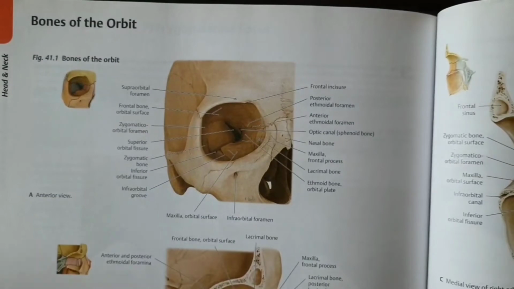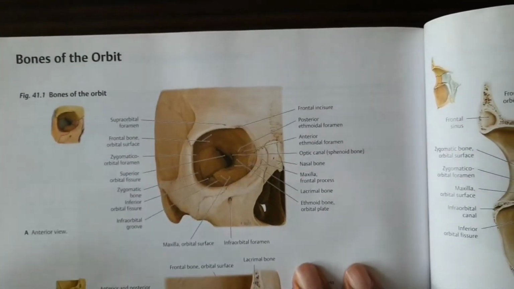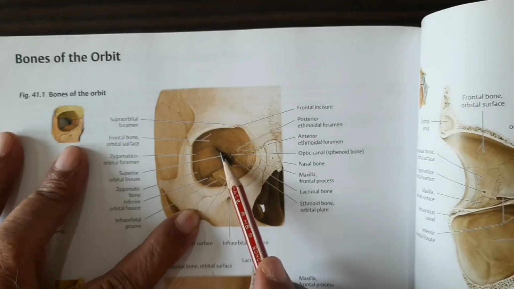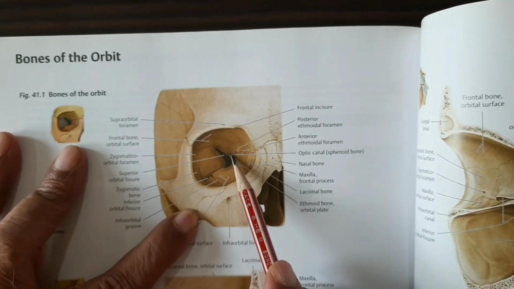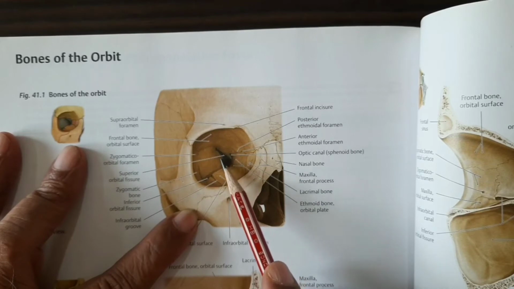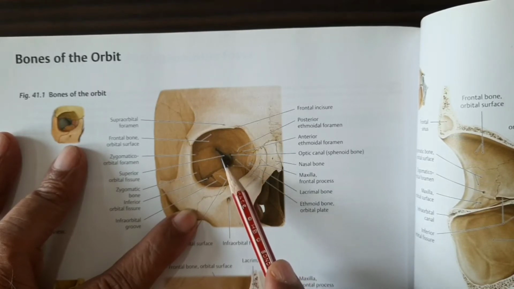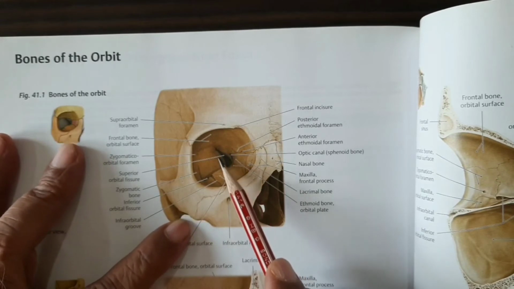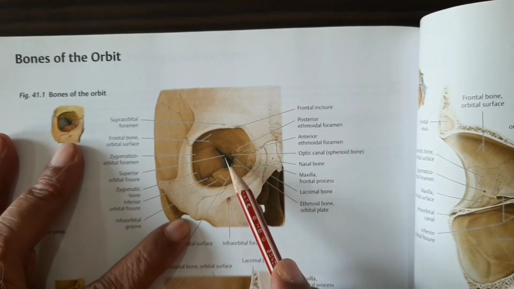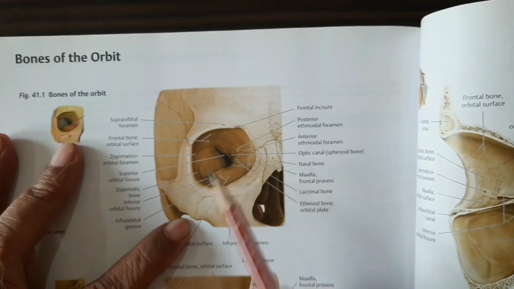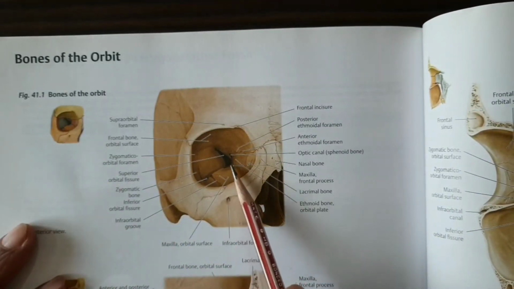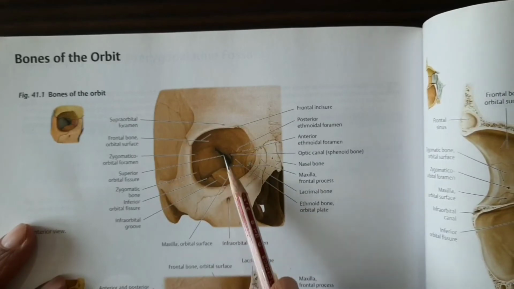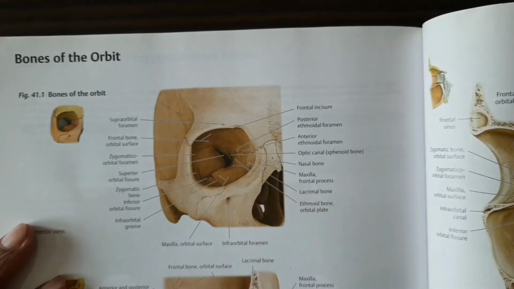Let us see this. You see this orbit, from where the tendinous ring is attached. This is the superior orbital fissure and this is the optic canal. Enclosing part of the superior orbital fissure and the opening of the optic canal is the attachment of the fibrotendinous ring, and this is the site where the apex of the orbit is located. From here the four recti, superior, inferior, medial and lateral, take origin.